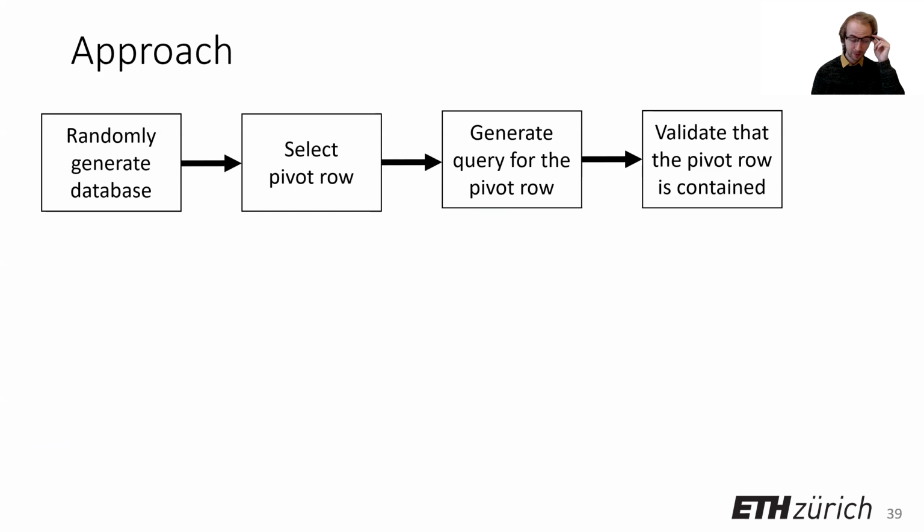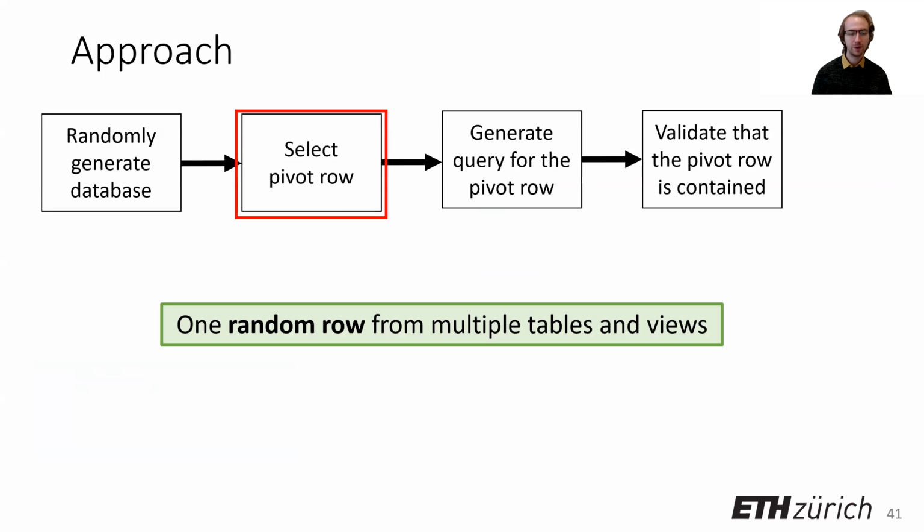The steps specifically look as follows. So first, we randomly generate a database. Then we select a pivot row. Actually, a pivot row is one random row that might refer to multiple tables and views, but it's, as I said, only a single row.